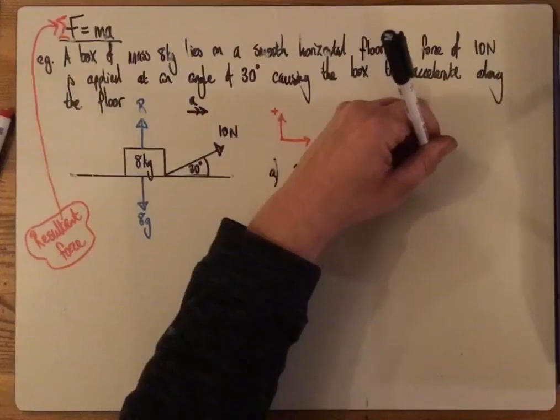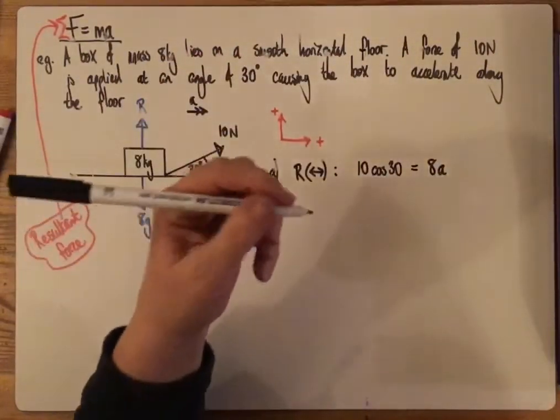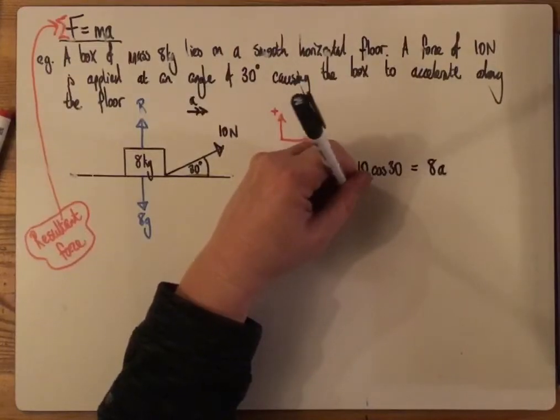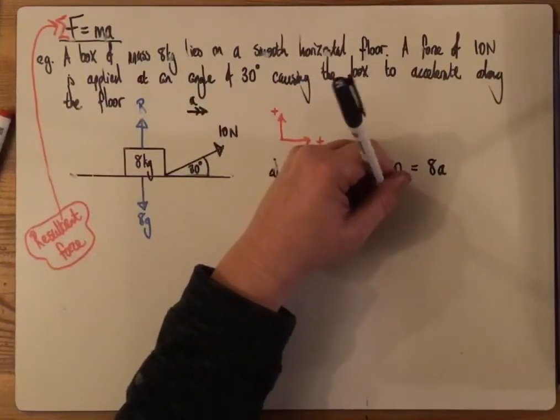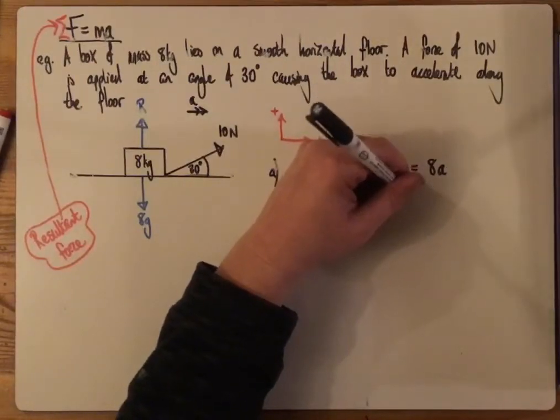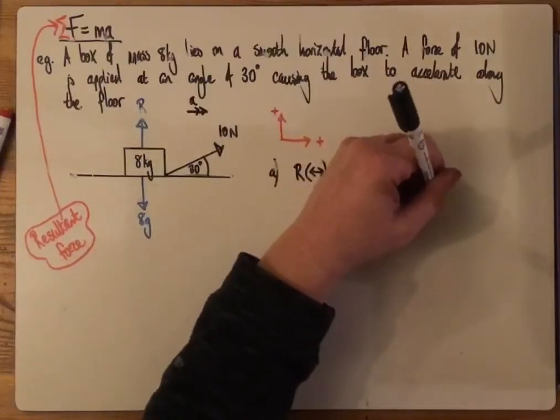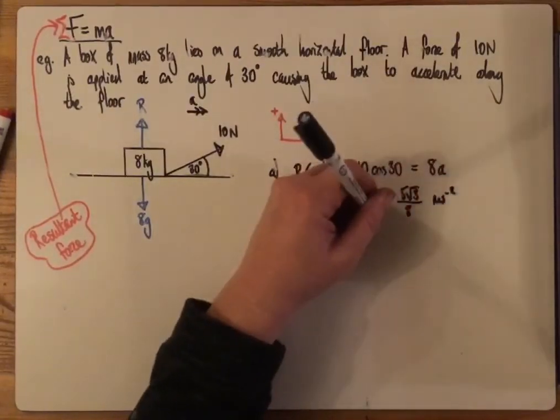is equal to the mass times the acceleration, and then if you pop that through a calculator, the acceleration comes out as 5√3/8, which seems far too exact for a mechanics question, but that's what I've got written down, so I'm just going to go with it. Meters per second squared.